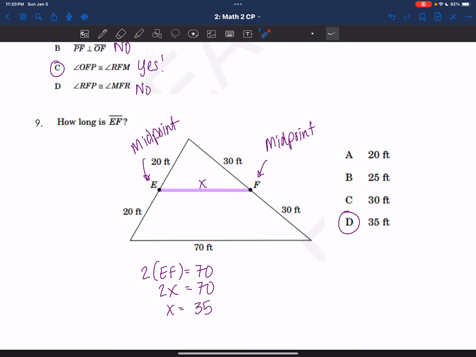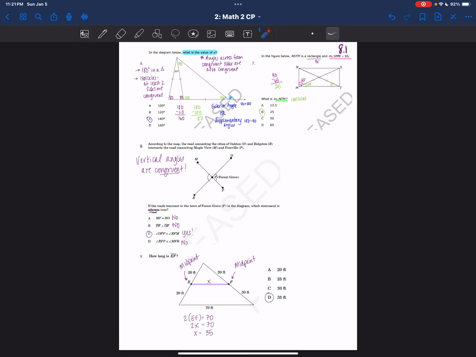All right, this one, just remember, it does not have a line, but you can draw a line because these 2 are midpoints. And you know this is a midpoint because you have 20 here, 20 there. This is a midpoint because you got 30 here and 30 here. So remember, 2 smaller ones equals 1 of the third side. And then if you were to take that, plug it in, 2x equals 70, x equals 35.